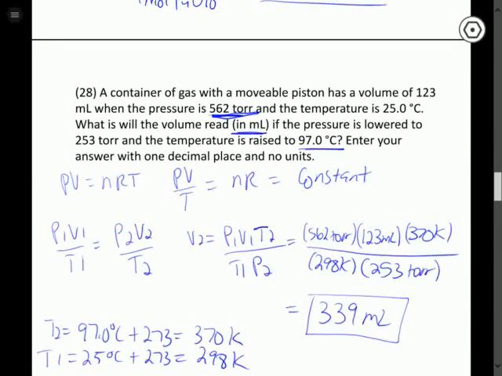Okay, so starting with the ideal gas law, we can derive relationships between any two or three of these variables, and then we can set the initial and final set of conditions equal to each other and solve for what we're looking for. All right, any questions on that one? Okay.